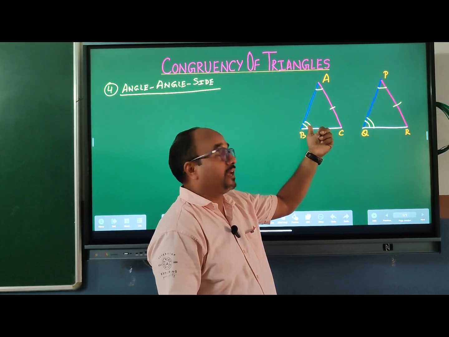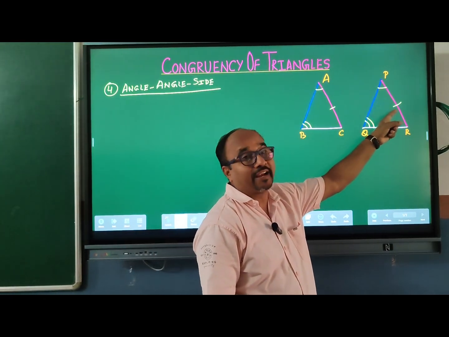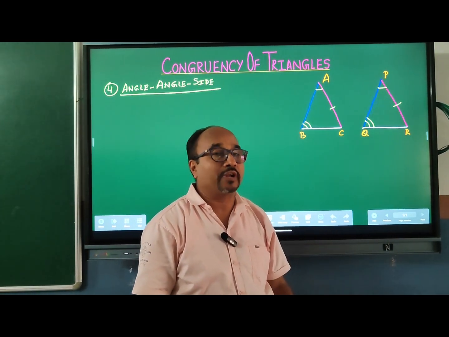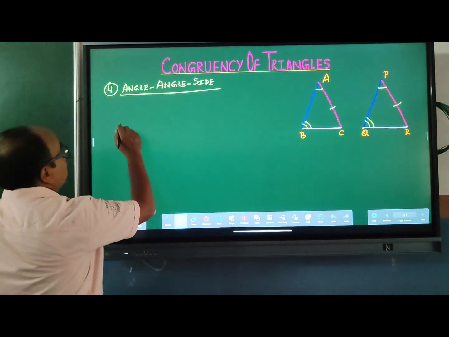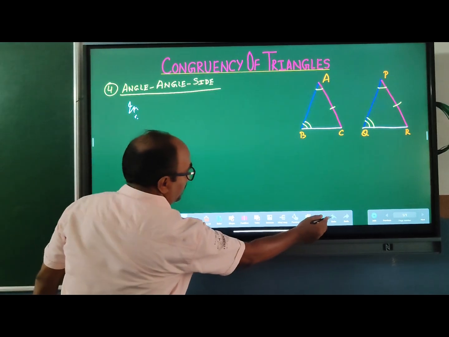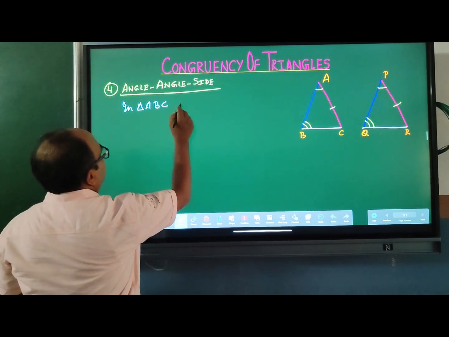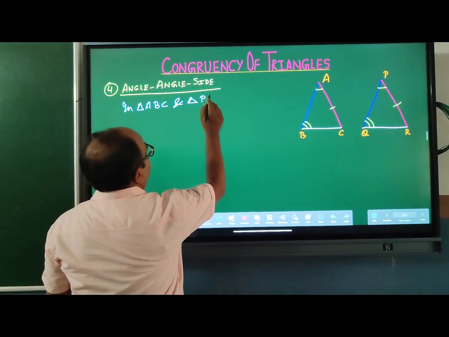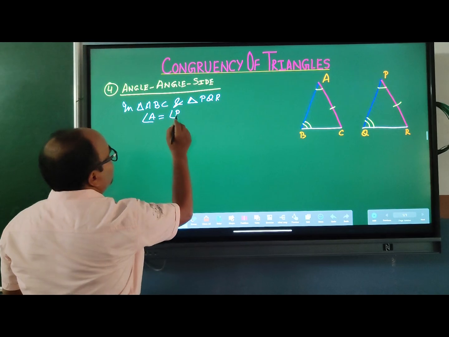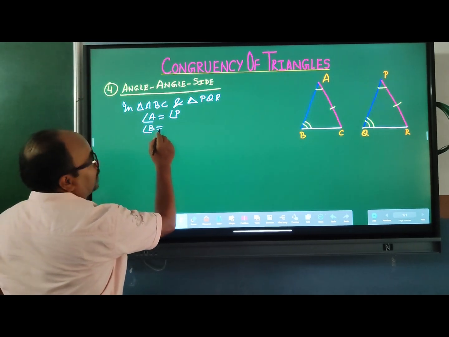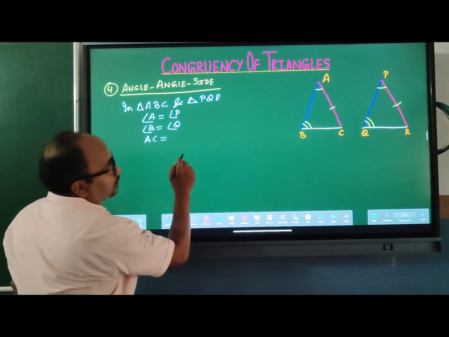Like this angle is there, opposite to this angle is this side, and this angle is equal to this one. So opposite to that side only has to be equal. Then only the two triangles become congruent by angle angle side. So let us do the writing of it. So in triangle ABC and triangle PQR, we have angle A equals to angle P, angle B equals to angle Q, and AC equals to PR.